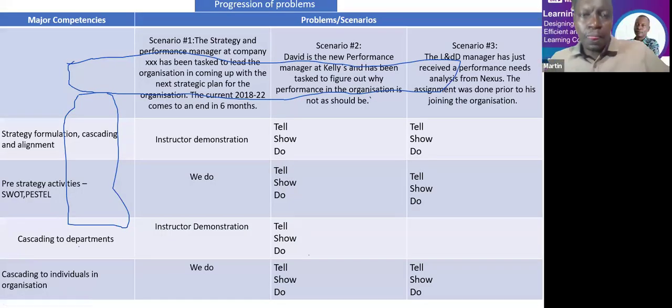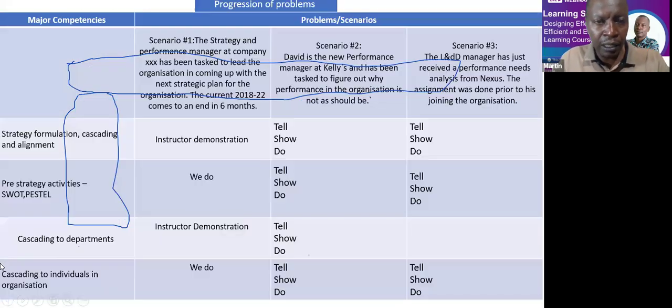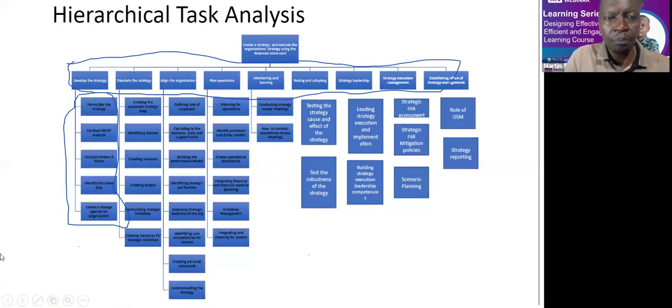Okay, so this is again us going into the design, and we're asking ourselves, and this is the follow-up of the task analysis. If you will, let me just go back. If you will see, the first is being able to formulate strategy, and then the cascading. And this is on just the competency of develop the strategy.